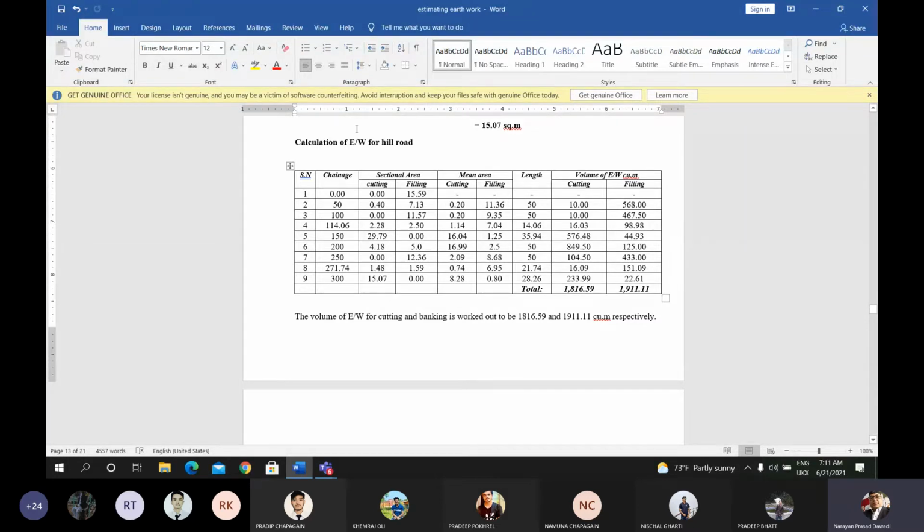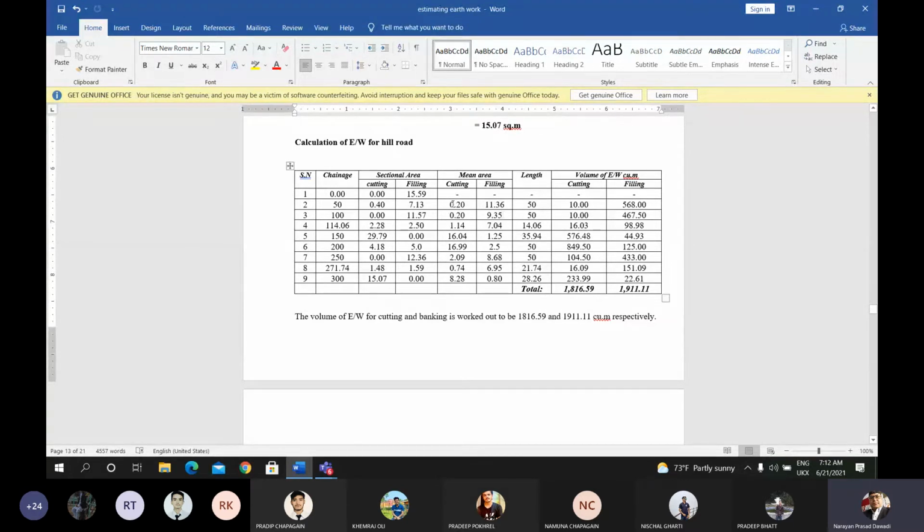Now, the distance, the length between the sections, will be 50 minus 0, 50. 100 minus 50, 50. 114.06 minus 100, 14.06. 150 minus 114.06, 35.94. 200 minus 150, 50. 250 minus 200, 50. 271.74 minus 250, 21.74. 300 minus 271.74, you get the value of 28.26.